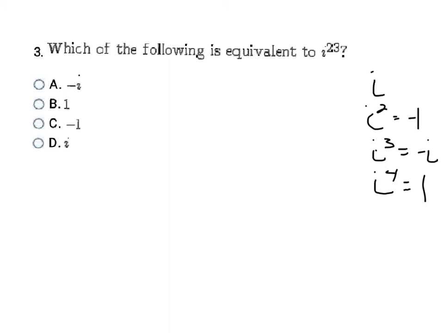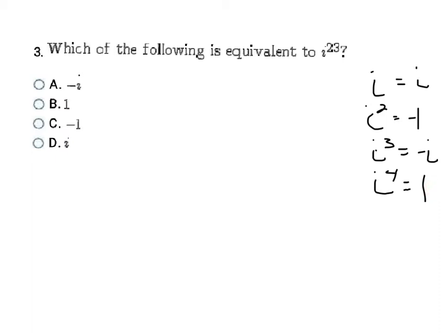Now I have a problem that says, which of the following is equivalent to i to the 23rd power? This is when knowing that i is the same as i, and i squared is the same as -1, and i cubed is the same as negative i, and i to the fourth is the same as 1 is very easy. That makes this problem easier.